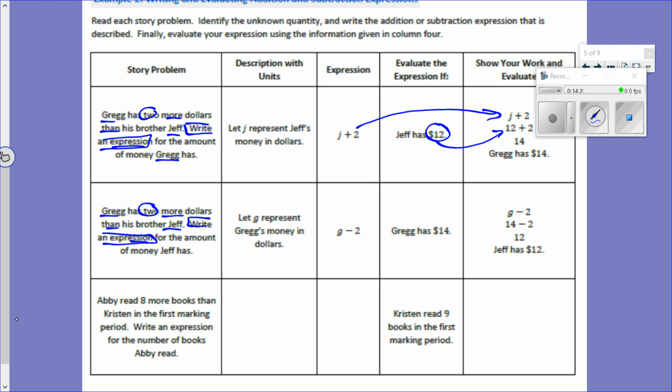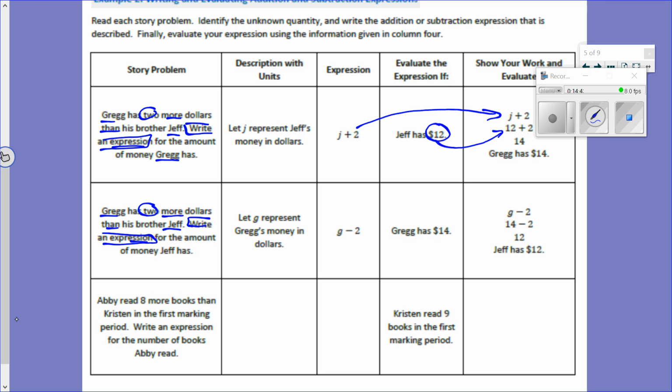Because now I'm trying to solve for Jeff. So Jeff is my answer. Greg is now my problem. Make sense? So now I'm saying I don't know about Greg. So Greg is my variable now. So we now are using G to represent Greg's money in dollars, a good specific definition.